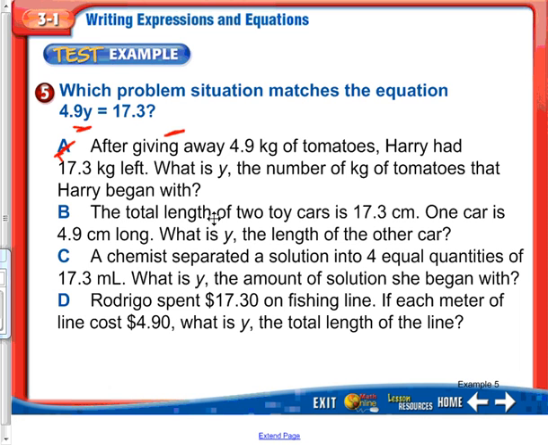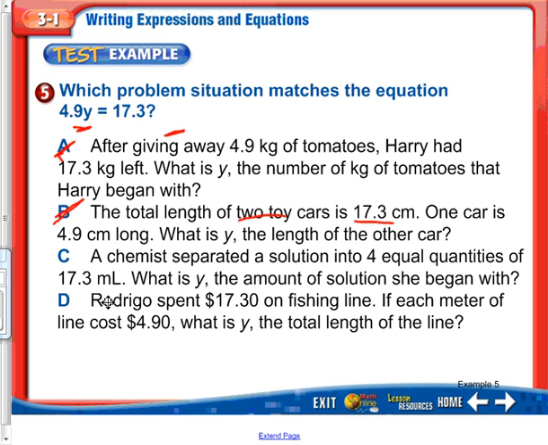The total length of 2 toy cars is 17.3 centimeters. One car is 4.9 centimeters long. What is Y, the length of the other car? Here, we're talking about adding 2 toy cars together and having that equal 17.3. But looking up here, we're not adding anything, so B is not a very good choice.